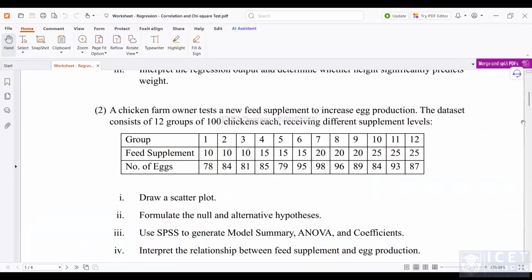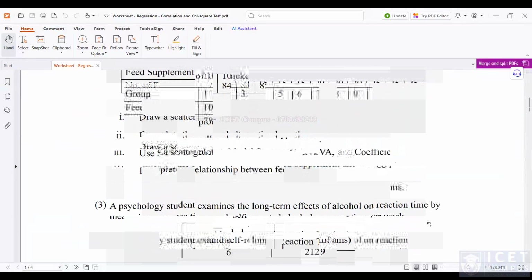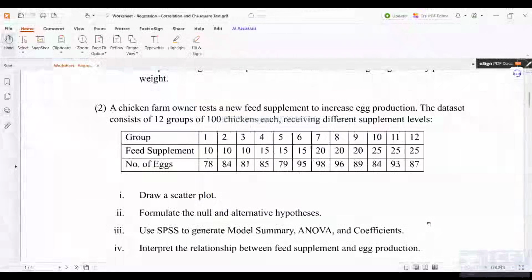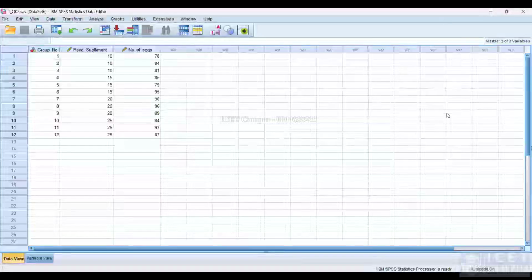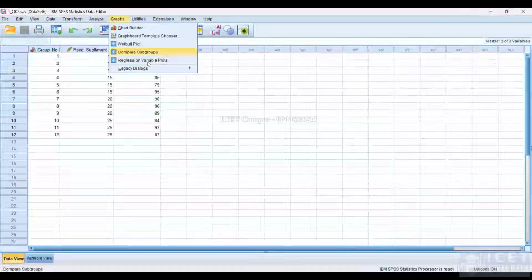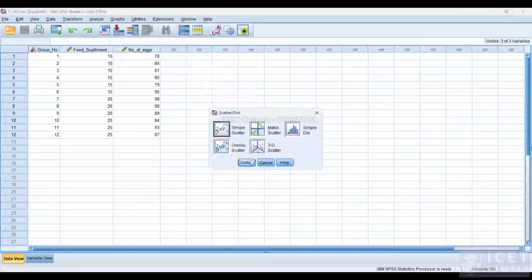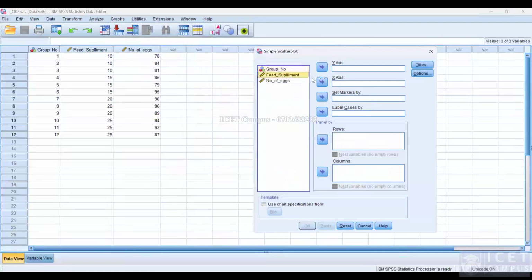Then you have to do a regression analysis to find the relationship. So then we can predict the number of eggs from the feed supplement by using this model, right? That's why we are using this regression analysis. First we need to draw a scatter plot to see the relationship. So therefore, Graphs, Legacy Dialogs, Scatter plot, the simple scatter. The y-axis is the dependent variable, that is number of eggs. Then the x-axis, the independent variable, feed supplement.